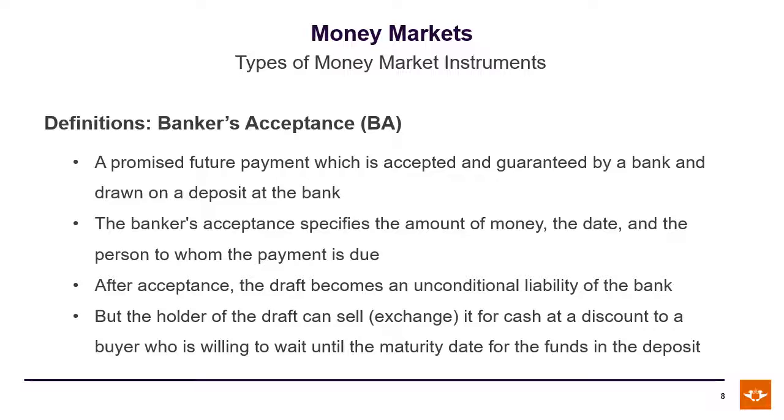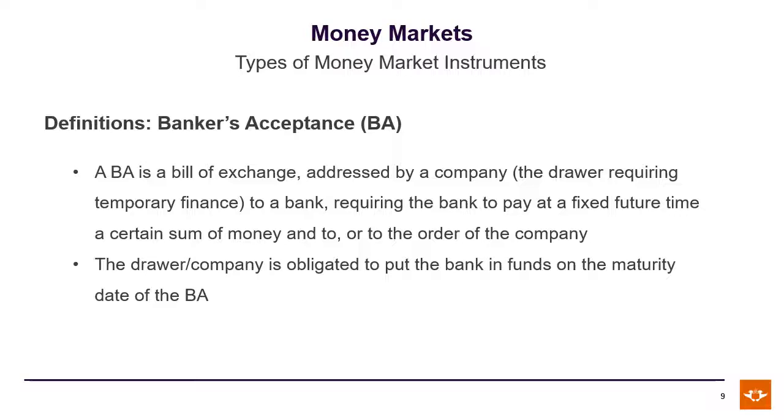So officially, a banker's acceptance is a bill of exchange addressed by a company, the drawer, requiring temporary finance to a bank, requiring the bank to pay at a fixed future time a certain sum of money to the order of the company. The drawer company is obligated to put the bank in funds on the maturity date of the banker's acceptance.